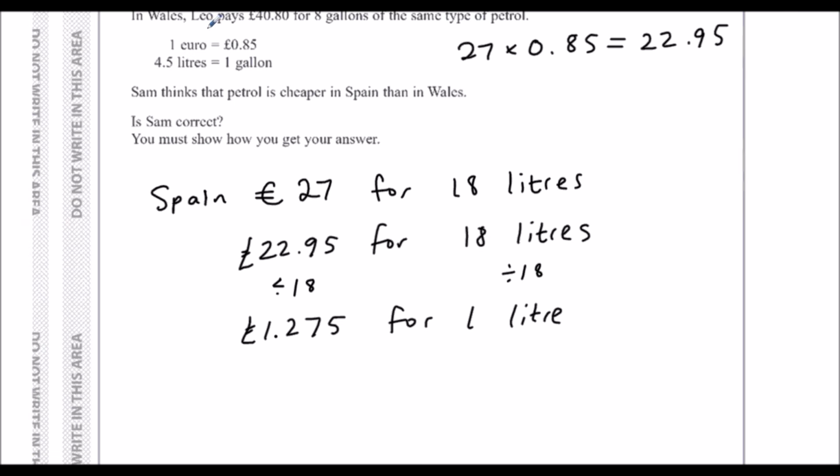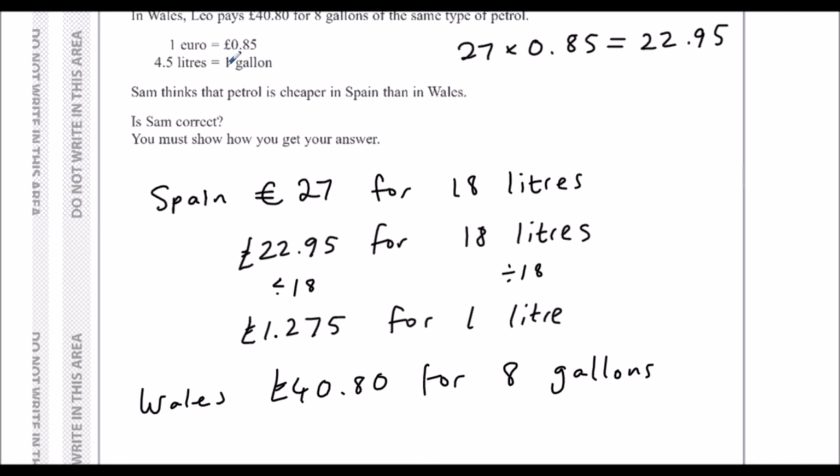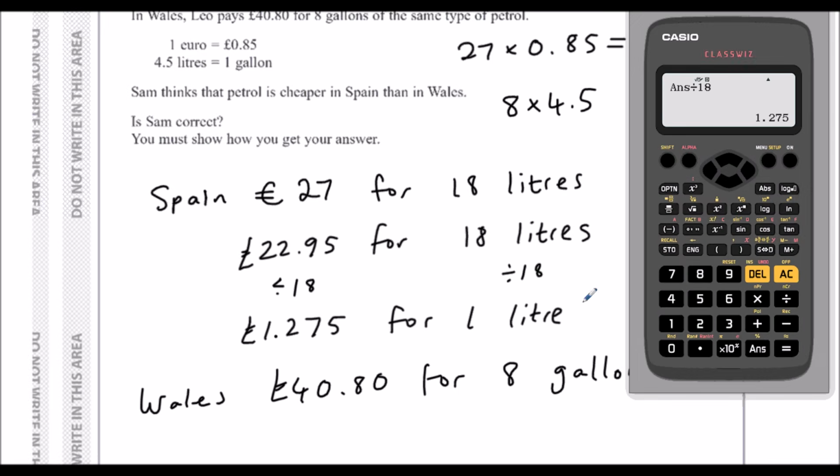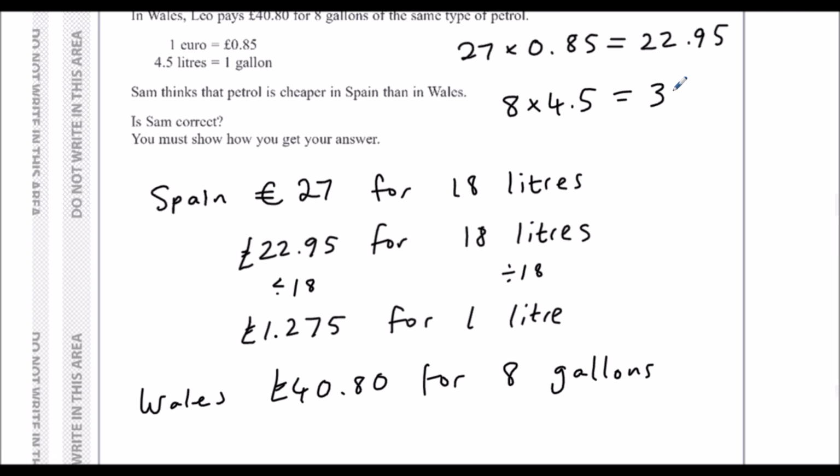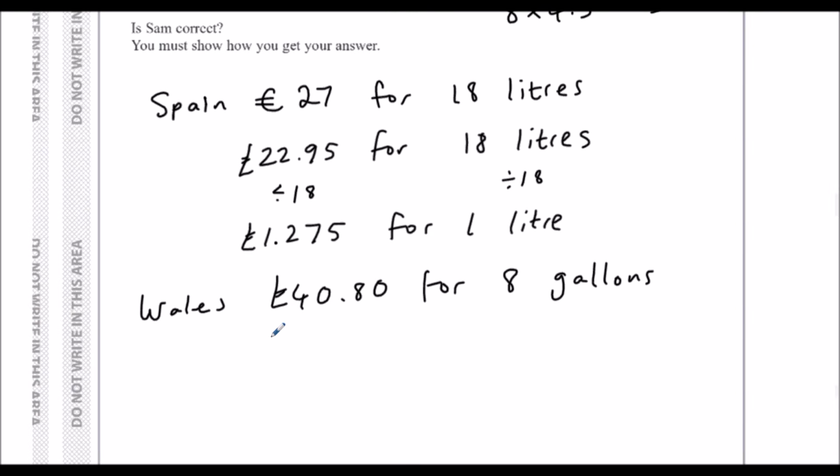And we've got Wales. So in Wales, we've got £40.80 for 8 gallons. We need to change 8 gallons into litres. Each gallon is 4.5 litres. So 8 times 4.5 is 36. So it's £40.80 for 36 litres.